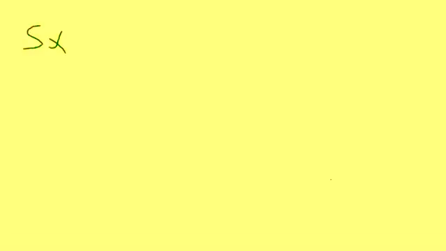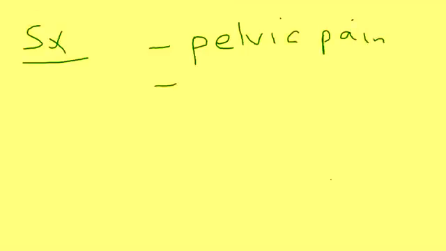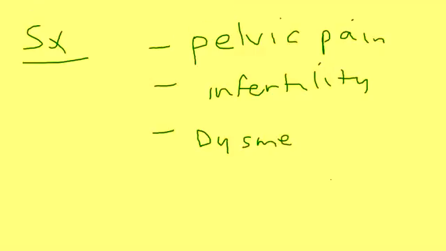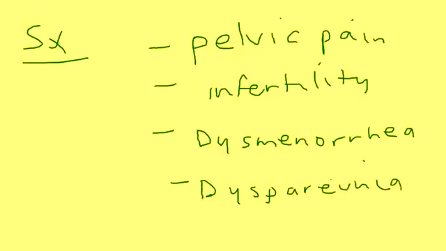Now let's get into the symptoms. So what are the symptoms of endometriosis? Well, you have pelvic pain. You can have infertility. It's a big one, actually. Infertility is a huge problem. We have dysmenorrhea, which is pain during menstrual flow, and dyspareunia, which is pain during sexual intercourse. If they happen together, these are pretty diagnostic symptoms of endometriosis.